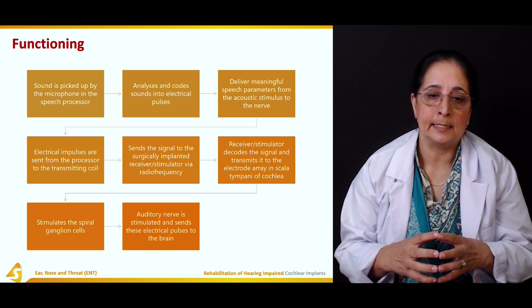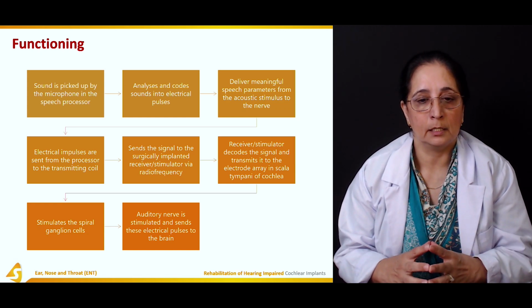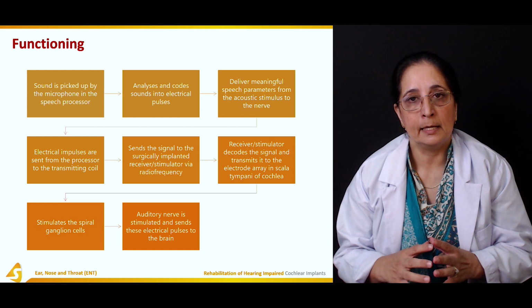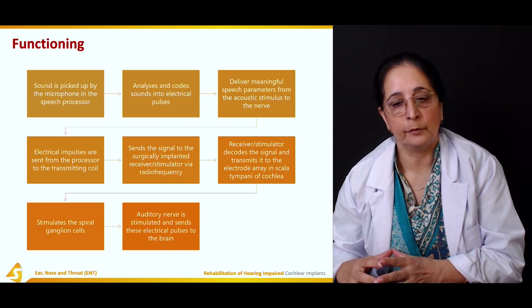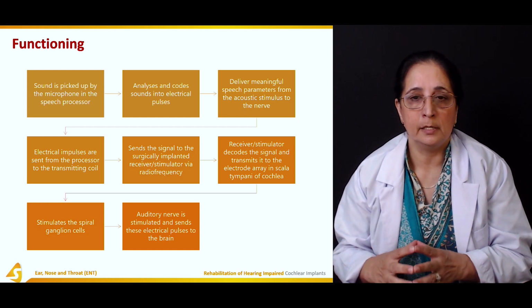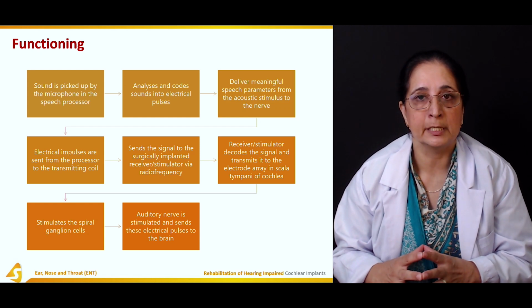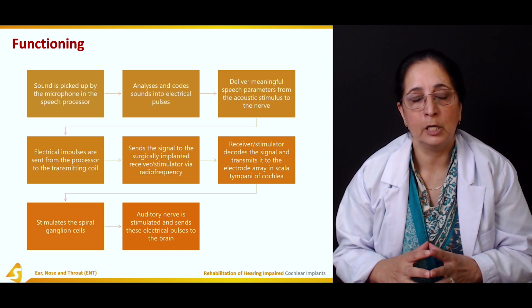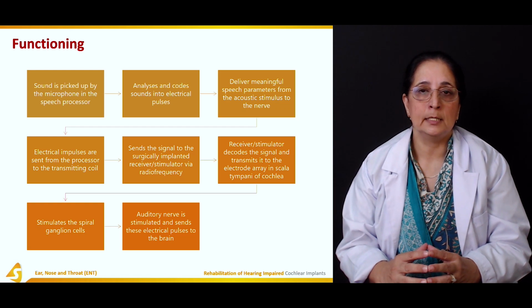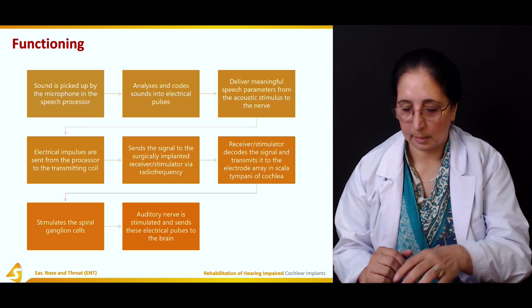and slowly all these go through to the auditory nerve, and then sound is transmitted to the brain from the cochlea. So this is the functioning of the cochlear implant.